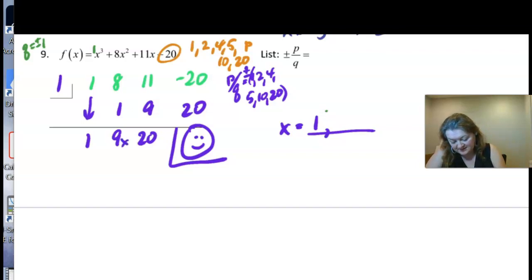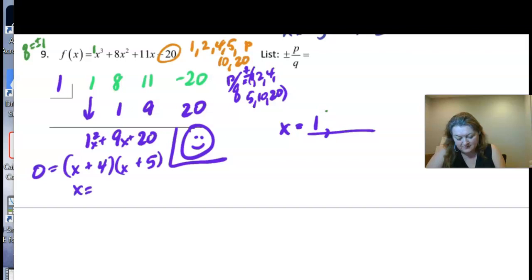So if I put the x's back, maybe I can factor this. Can you think of 2 numbers that multiply to make 20 but add or subtract to make 9? 4 and 5, right? And they're both positive. So set those each equal to 0 separately, and we get x equals -4 and x equals -5.